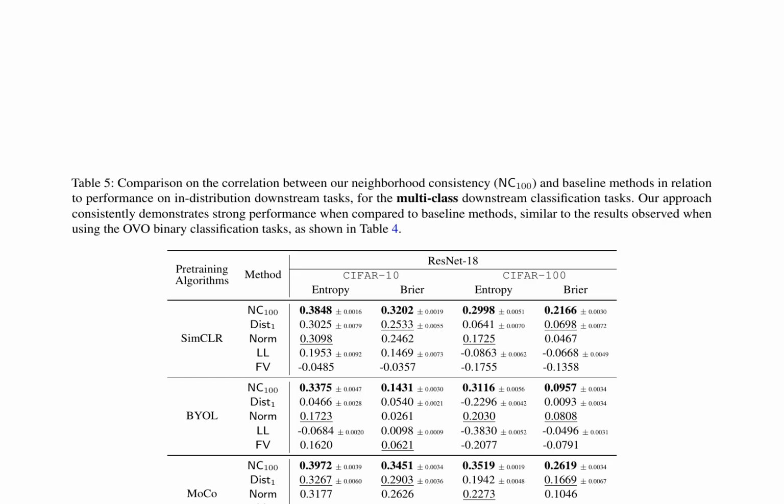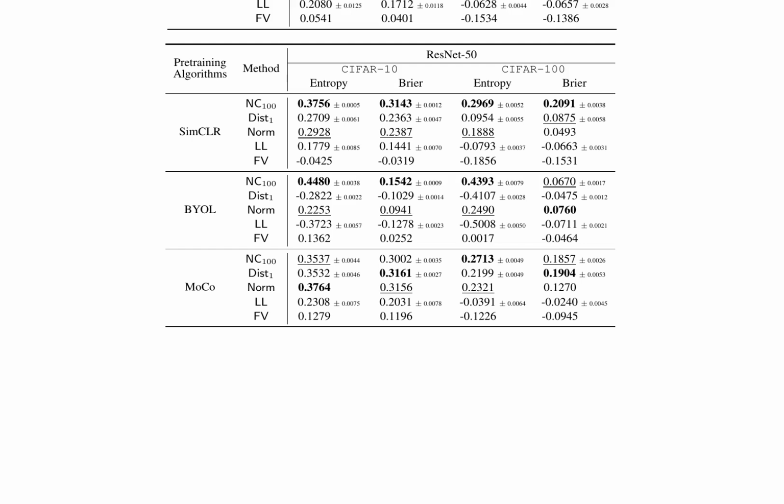It begins by discussing the comparison between neighborhood consistency, NC100, and baseline methods for multi-class downstream classification tasks, highlighting the strong performance of our approach. This is followed by a detailed analysis of the correlation between NC100 and performance on in-distribution downstream tasks, including tables and figures that demonstrate the robustness of our method.